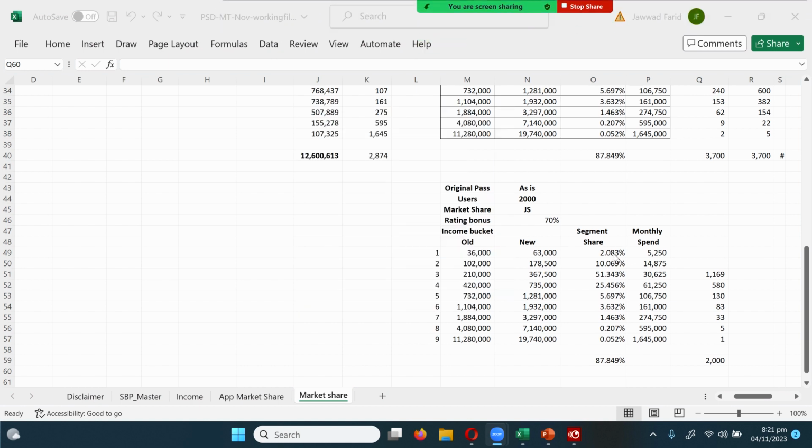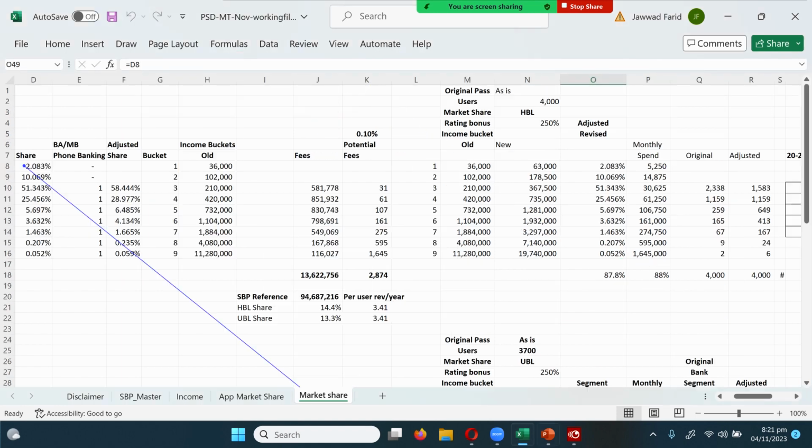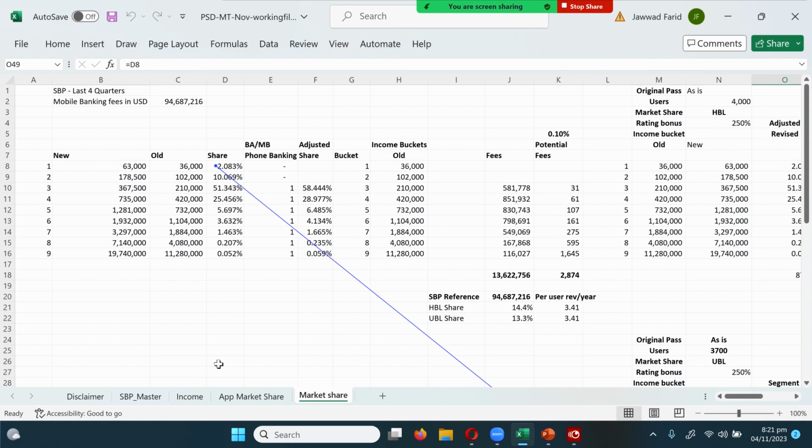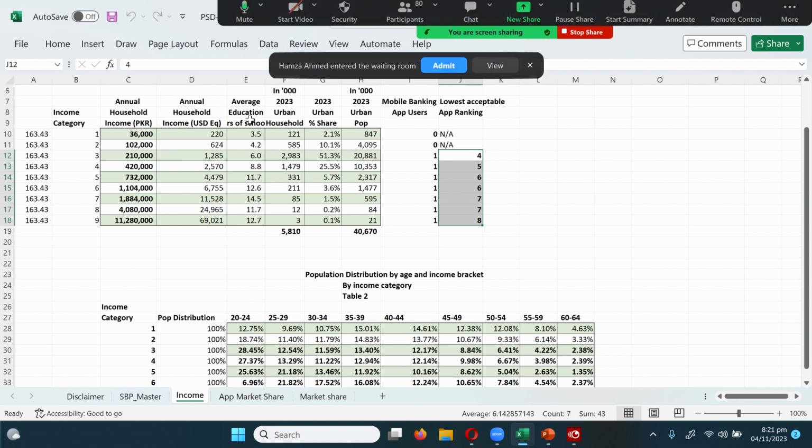This segment share, right now, came from here. If you trace this formula, you can see this will take you here. I've made this table on the side, right? But where is this table coming from? This table is coming from your income tab. If you go to the income tab here, you have the segment share given here.